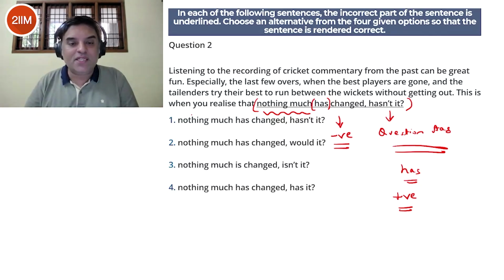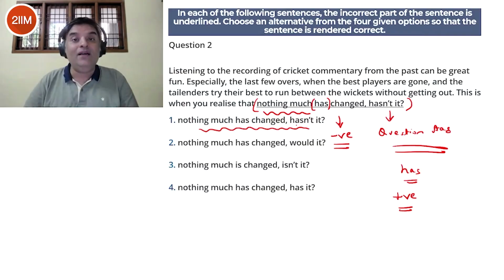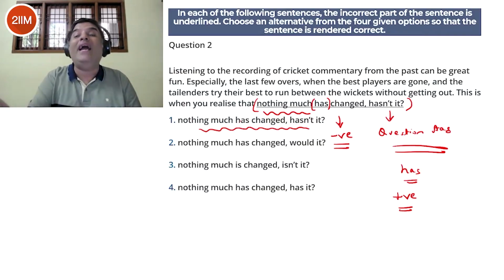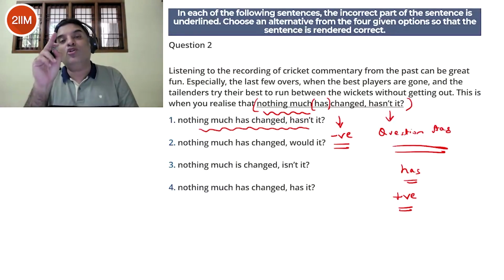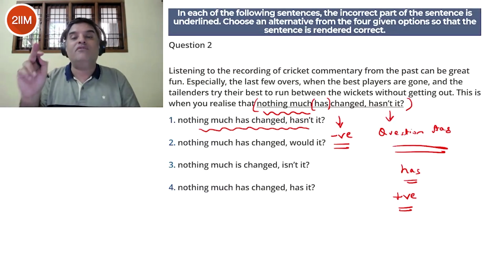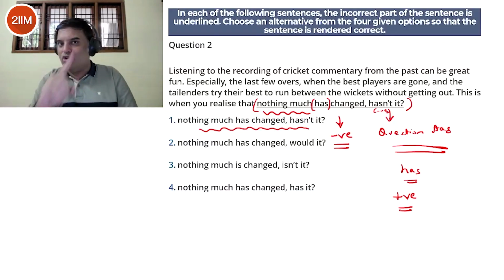Okay, let's look at the options now. Nothing much has changed, hasn't it? Now see, this is exactly what I was talking about. They've given you the same thing. They haven't changed it. So you will pick this if you think there is no error in the underline. But here we know there is an error because it has to go from negative to positive. This is also negative right now, hasn't? So it doesn't match. You have to go from negative to positive. So therefore, this is wrong.